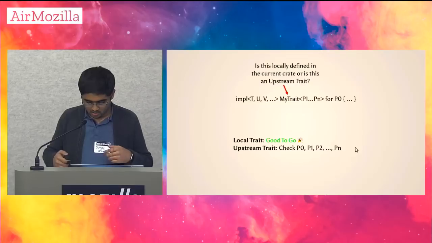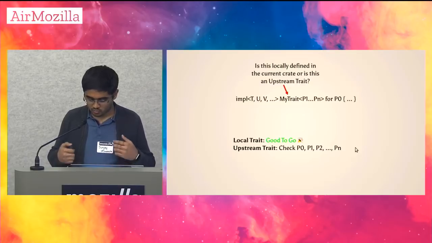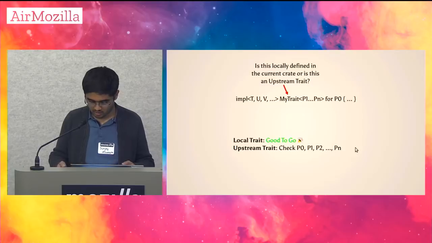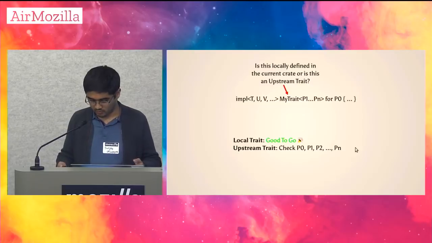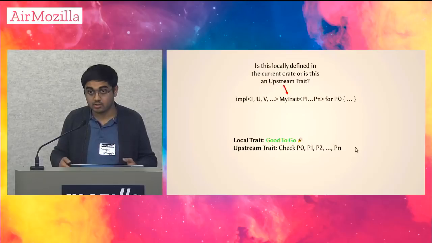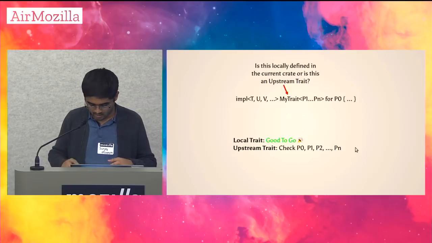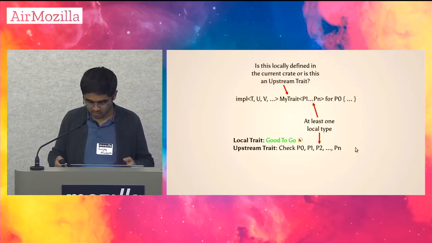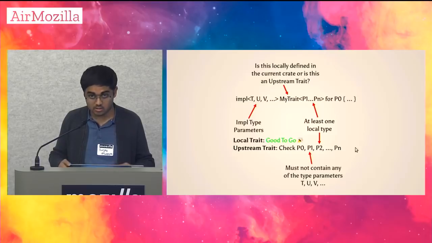But if the trait is an upstream trait, then the Orphan Rules say that we need to check a few more things. The first thing we have to check is that there's at least one type from P0 to Pn that's locally defined in the current crate. Part of the definition of the Orphan Rules is that we actually start searching from the implemented type and then go through each type parameter in the trait in order. I labeled those types from P0 to Pn, so it's easy for us to remember to do that. Once we have a local type, we check each type before that and make sure that it doesn't contain any of the type parameters T, U, V, etc. If all of this can be verified, the impl is valid and we can continue.